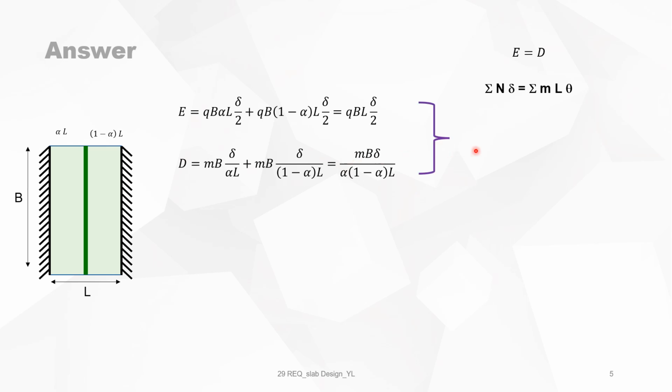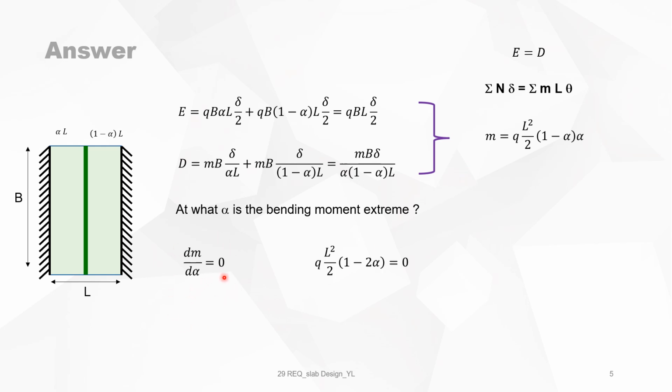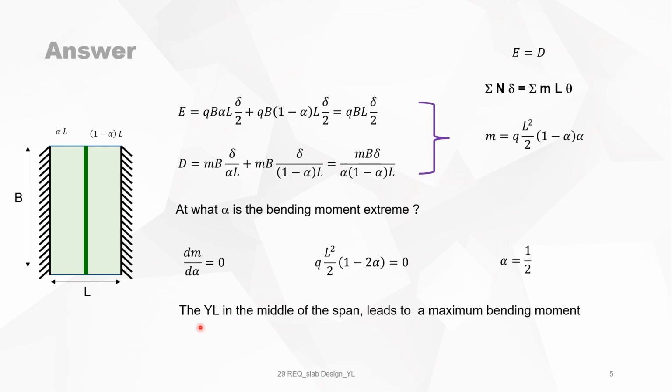Now we know E must be equal to D. So there, and then we can get from this equation M, which is expressed like this. So it's a function of alpha. Now the question is, for which alpha is M maximum, an extreme? We take the first derivative and put it equal to 0. Then you get this as an expression, and from that you get alpha. This is 0 when alpha is 0.5. So this proves that the yield line lies in the middle of the span and leads to the maximum bending moment.